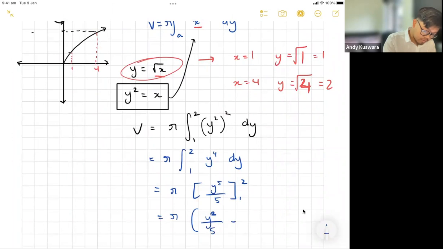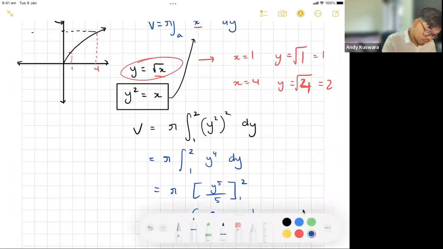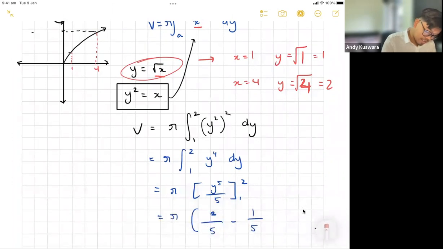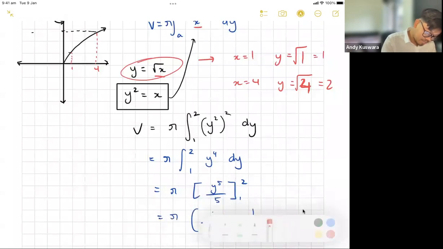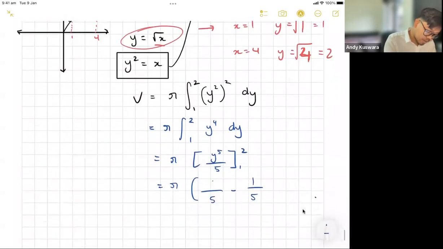Take away 1 to the 5, which is just 1 on 5. So I don't know why I wrote y to the 2. It should be 2 to the 5. Oh man, what is going on? Okay, so this should become 2 to the power of 5 on 5, take away 1 on 5.